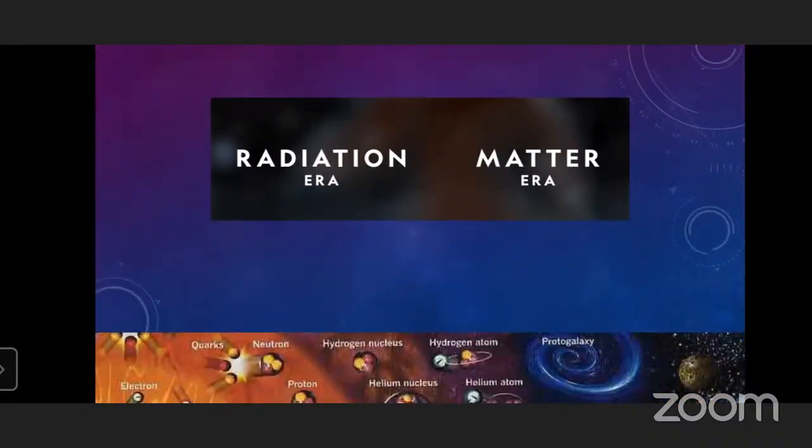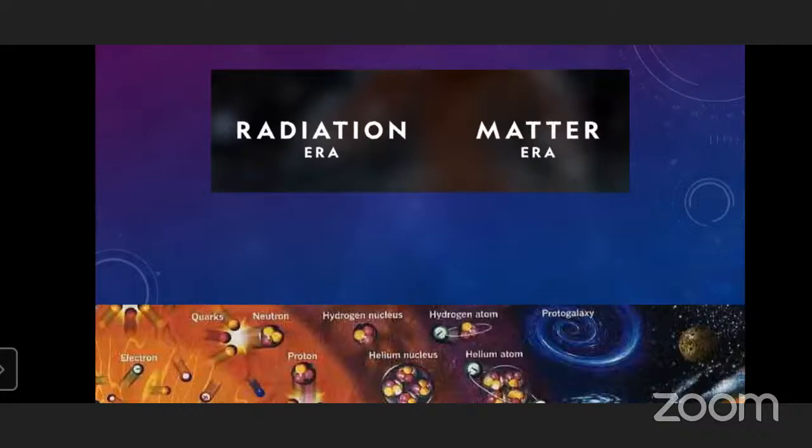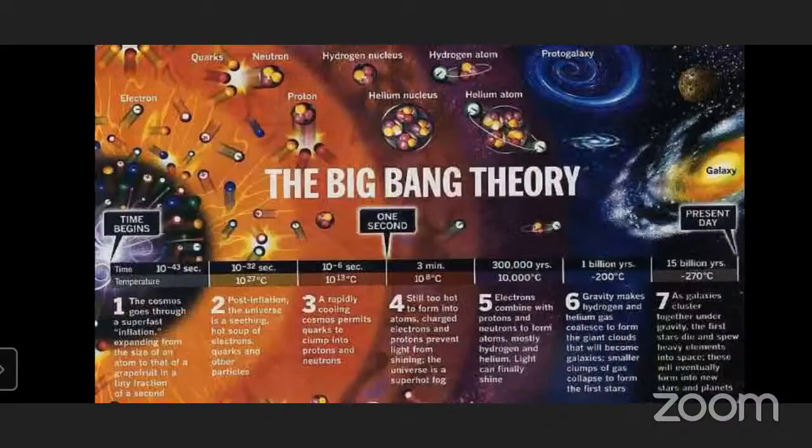Here is a brief about the Big Bang theory. When the explosion happened, time started at 10 power minus 43 second. The cosmos underwent a super fast inflation, that is, it expanded at a very big speed, greater than the speed of light. A light year is the distance covered by light in 1 year. So compare that, 3 into 10 power 8 kilometers per second is the speed of light. Even greater than that, the explosion was there.